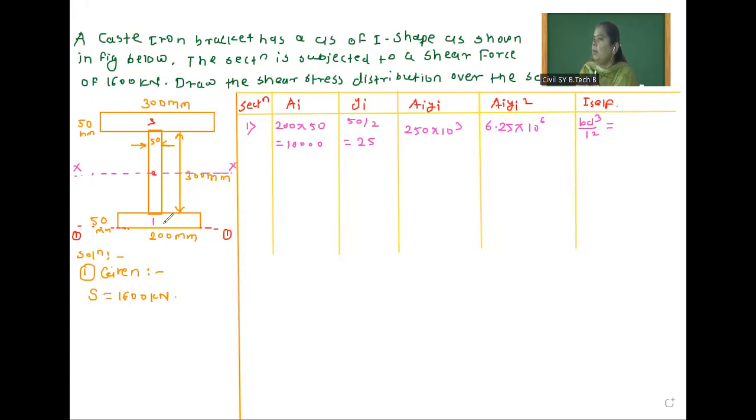So the length parallel to that axis we will consider as B, and the length perpendicular to that axis we will consider as D. So according to this, 200 is width and 50 is depth. So 200 into 50 cube divided by 12, so it is equal to 2.083 into 10 raised to 6. So section 1 is completed. Then we will move towards section 2.